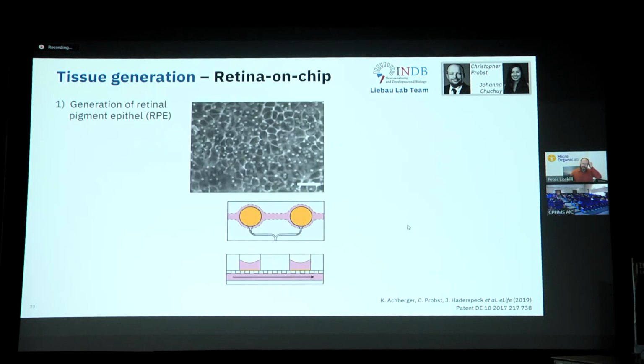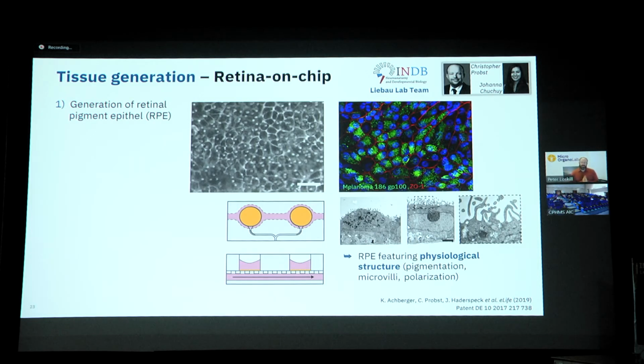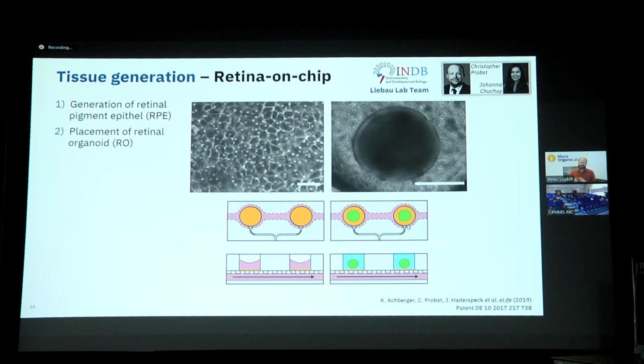So we first seed the RPE. We culture the RPE 7 to 14 days till we have a very nice physiological structure. So we have a pigmentation, we have a microvilli formation, we have a polarization, and then we add the organoid on top. And crucial was in that case that if we just place the organoid on top of the RPE, the organoid would disintegrate, it would grow out, the photoreceptors would grow out, and we would actually lose the structure of the organoids. So we would not anymore have this layering that we actually needed.